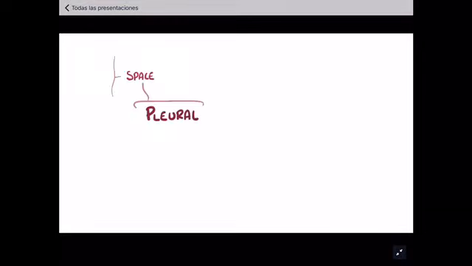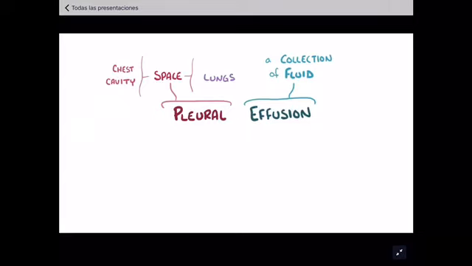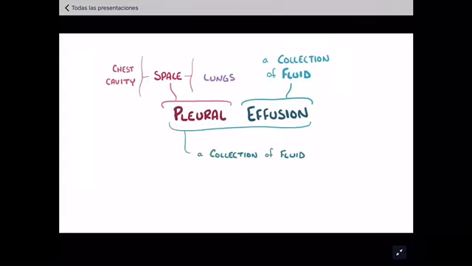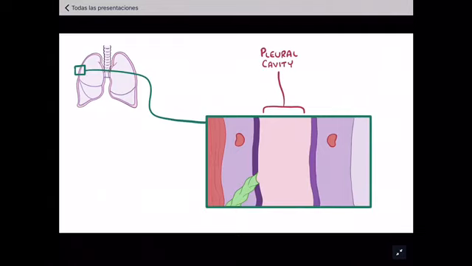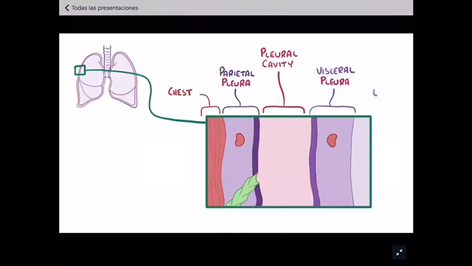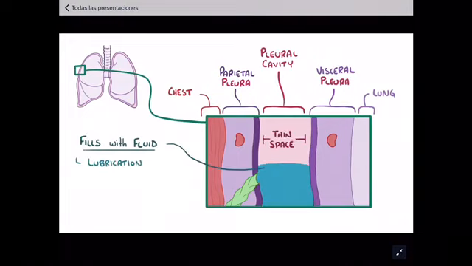Pleural refers to the space between the chest cavity and the lungs, and effusion refers to a collection of fluid. So a pleural effusion is when a disease process causes fluid to start to collect in the pleural space, which can sometimes restrict lung expansion. Now, the pleural cavity or pleural space lies between the parietal pleura, which is stuck to the chest wall, and the visceral pleura, which is stuck to the lungs. Because the lungs fit snugly inside the chest cavity, the visceral and parietal pleura lie right next to each other, and the very, very thin space between them contains a layer of fluid that acts as lubrication to allow the lungs to slide back and forth as they expand and contract.